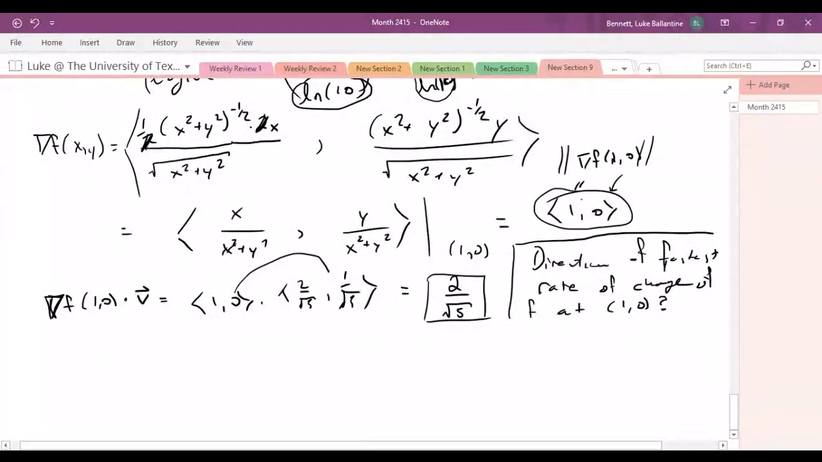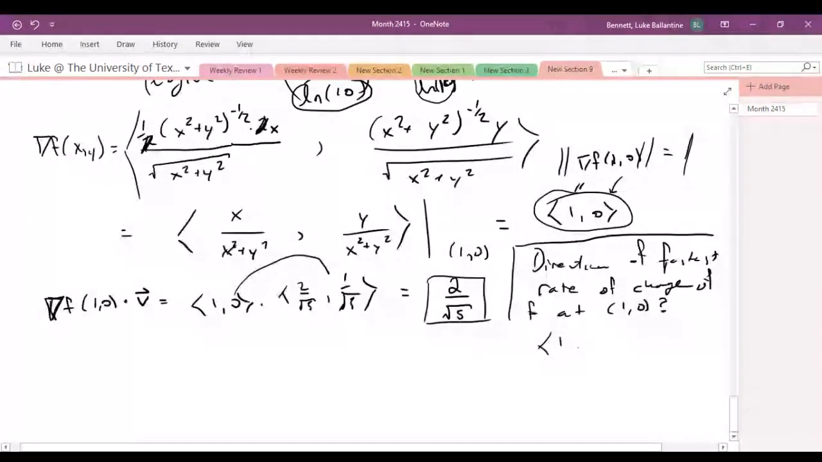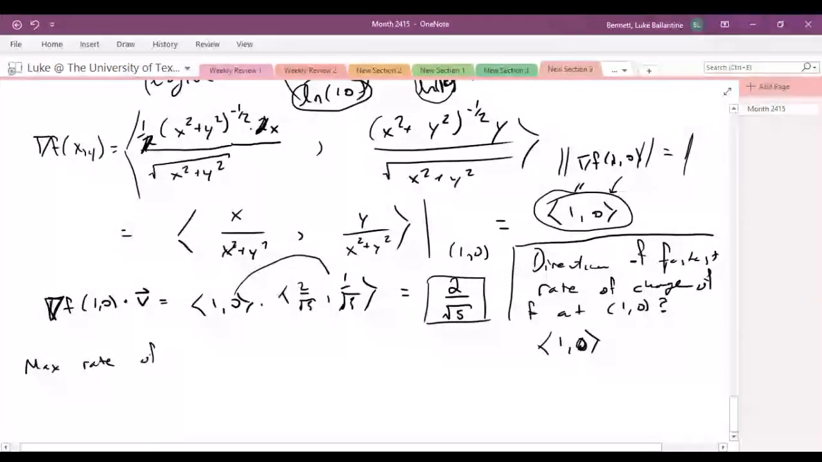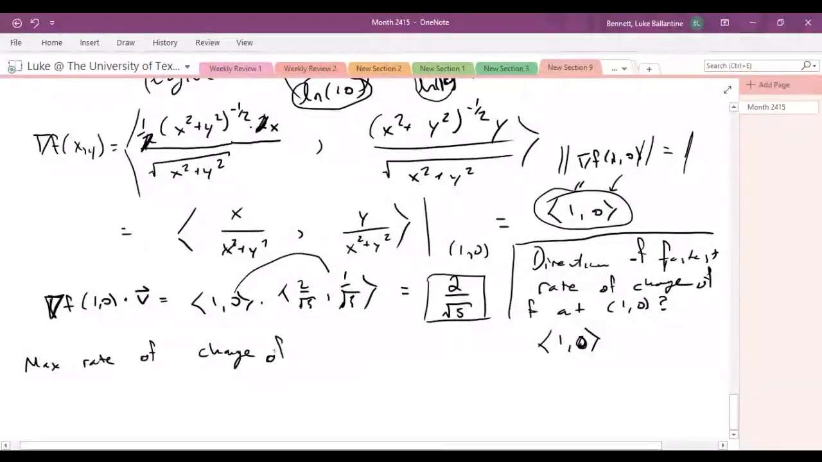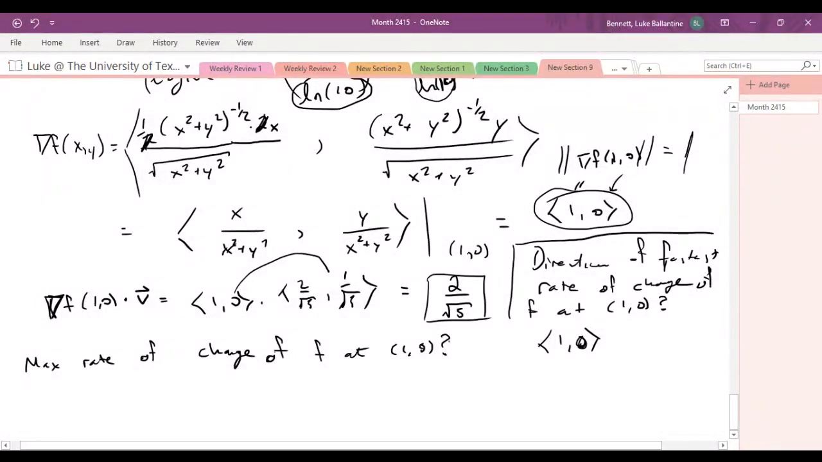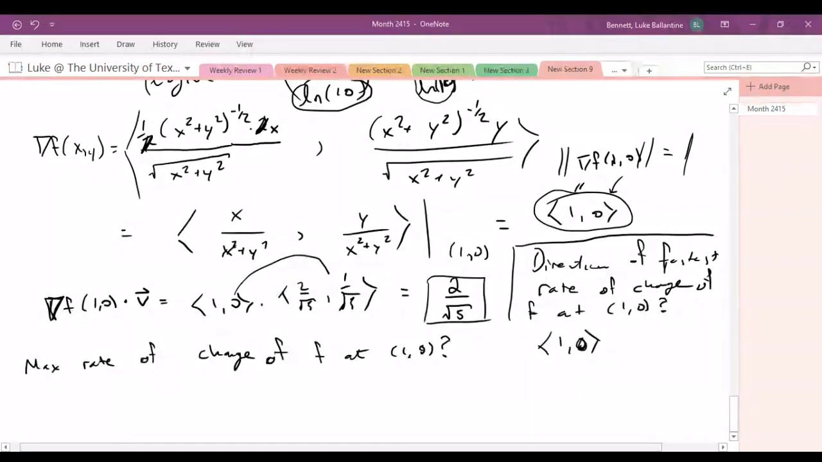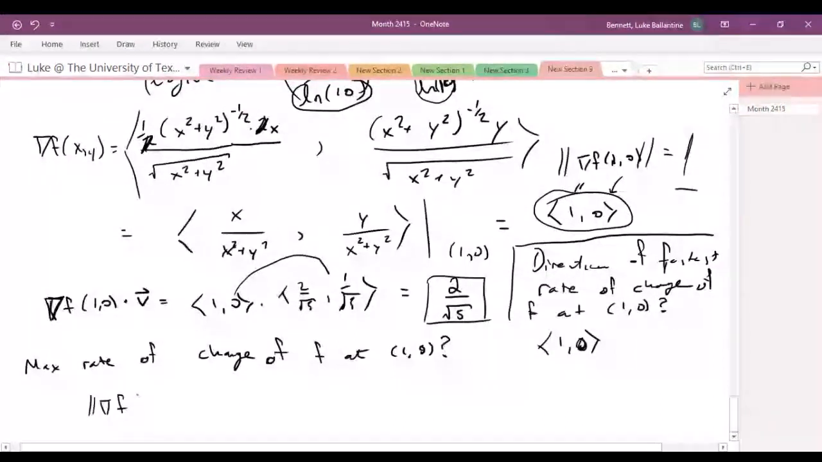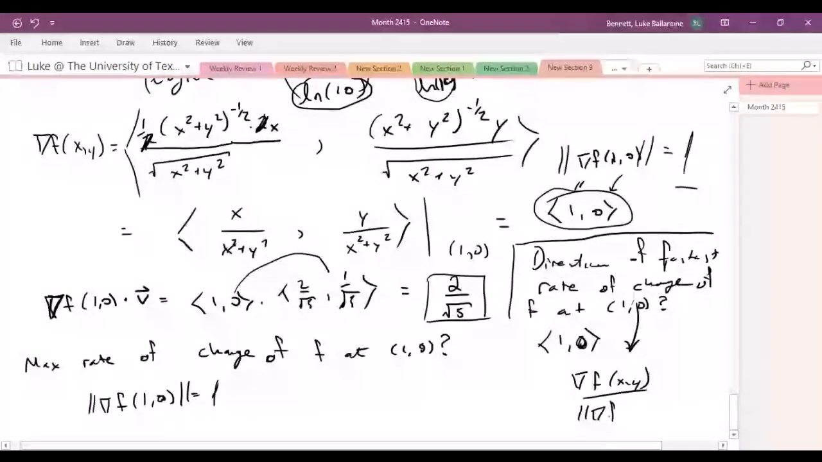Notice the magnitude of del f at 1, 0 is the magnitude of 1, 0, which is equal to 1. So the direction of the fastest rate of change, answered as a unit vector, is 1, 0. And then what is the maximum rate of change of f at 1, 0? Yeah, because this is the magnitude of the gradient vector, which we already calculated right here was 1. So the max rate of change of f at any point is always going to be the magnitude of del f at that point, which just happens to be 1 this time. And the direction of fastest rate of change can always be answered with del f xy over the magnitude of del f xy.